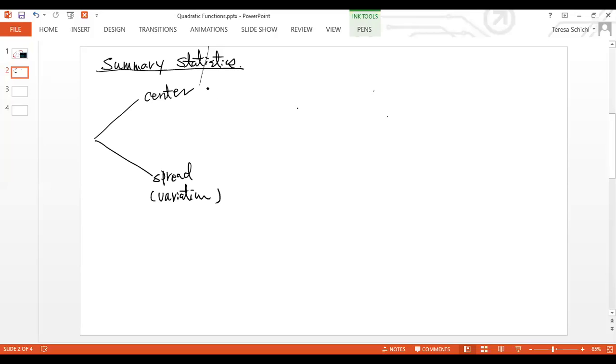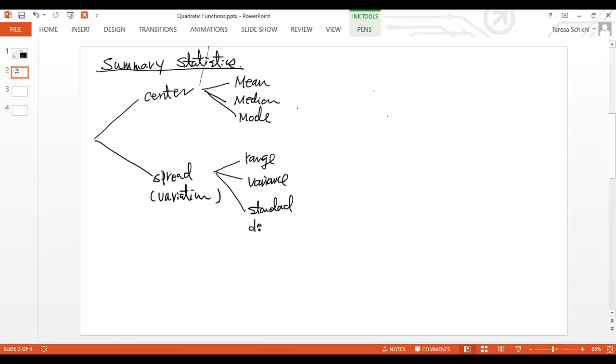For the three center measurements, the first is the mean, then the median, then the mode. And for the spread, we have three things: the range, the variance, and the standard deviation. Okay, so let's first take a look at the mean.